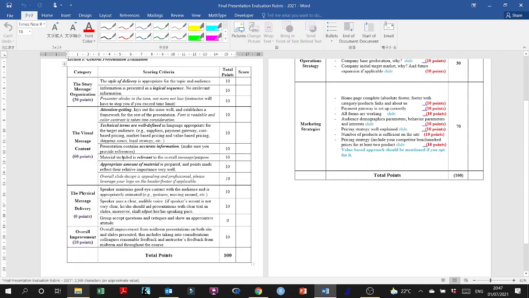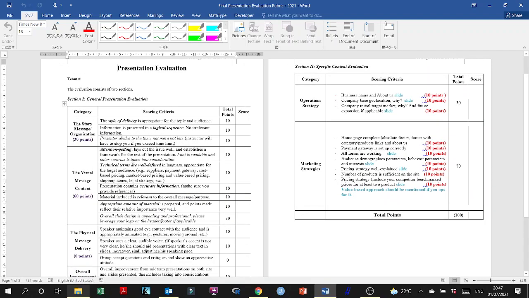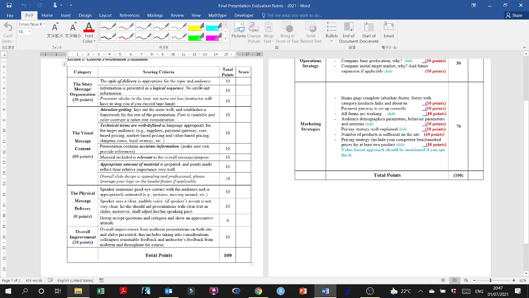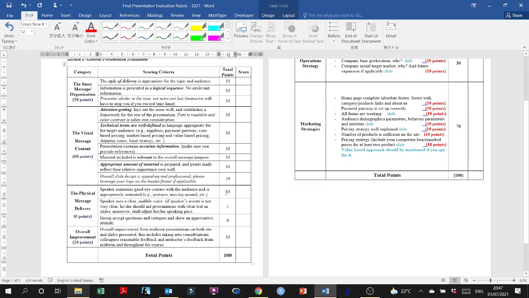So as you can see, this is the rubric. This part is almost exactly the same as the first part. However, please read it very carefully. For example, I made some changes here. And also here, it's about the overall improvement. In fact, for the overall improvement, I would like to bump it up to 20. Yeah, so now this makes perfect sense.